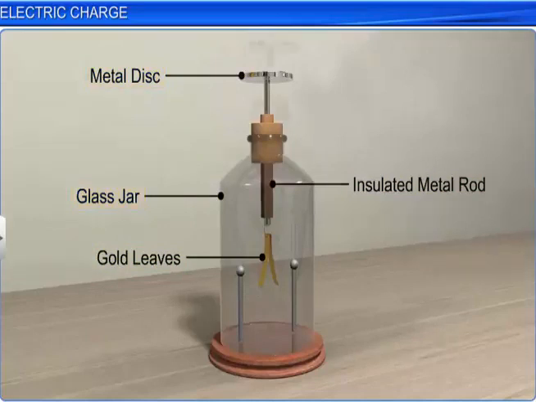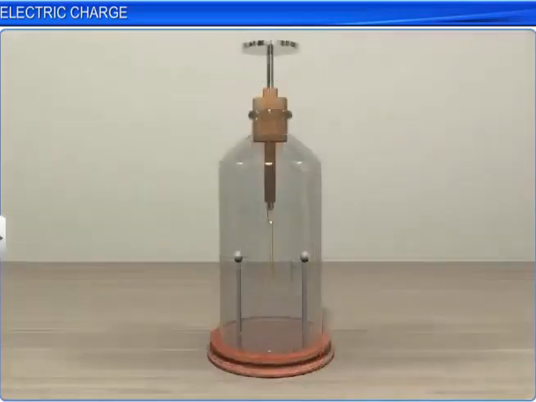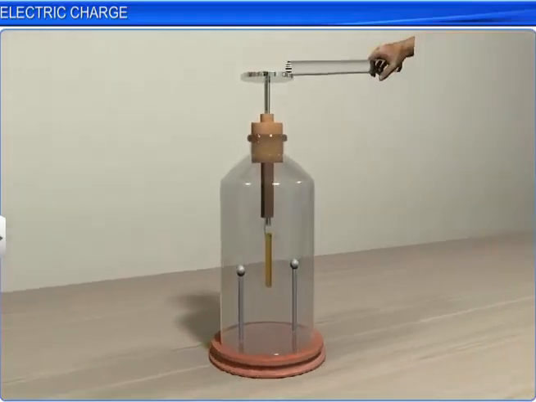To test a material like a glass rod for electrification, the object should be brought in contact with the metal disc of the gold leaf electroscope. The contact should be momentary. If there is no change observed in the position of the gold leaves, it indicates that the glass rod is uncharged or is neutral.